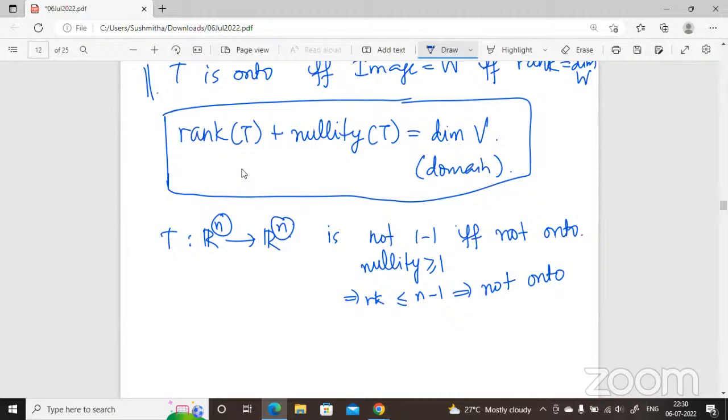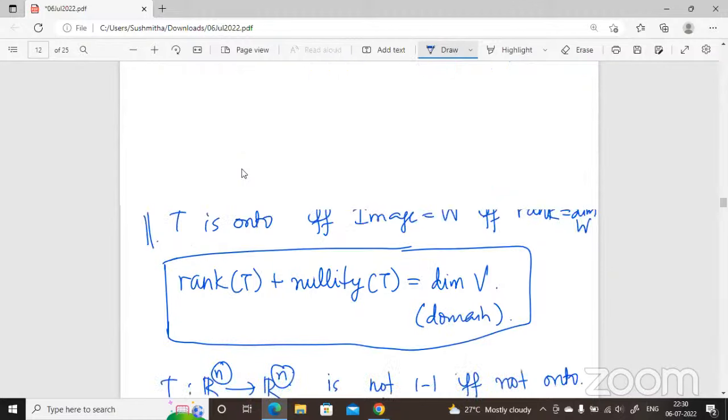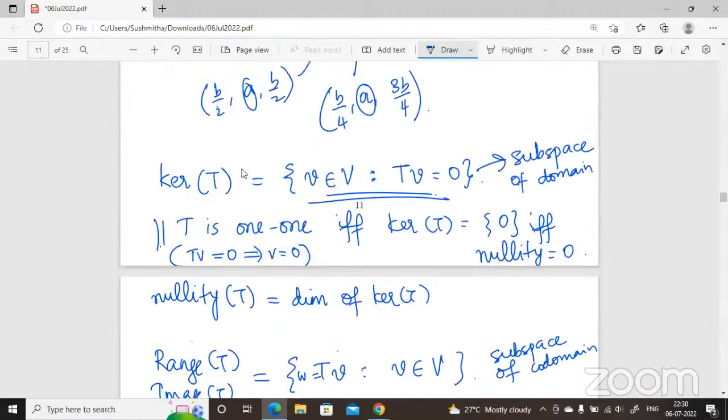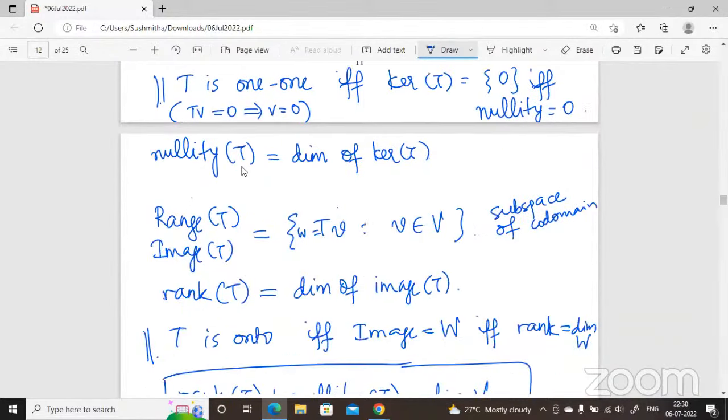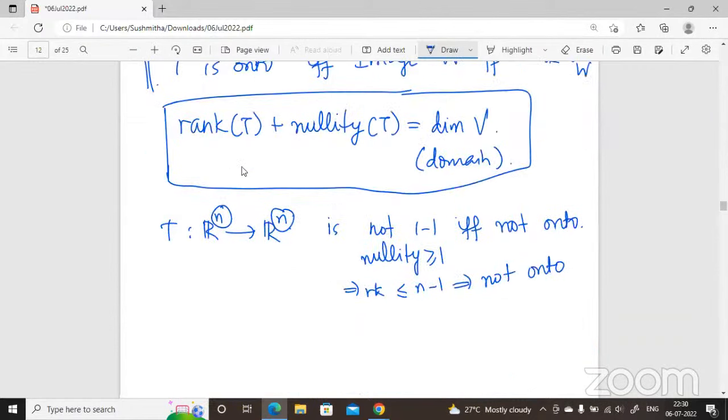Here, if it is not 1 to 1, then the nullity will be 0. No, no. If it is 1 to 1, nullity will be 0. Minimum 1, if not 1 to 1. If it's not 1 to 1, it is not equal to 0, so it is at least 1.